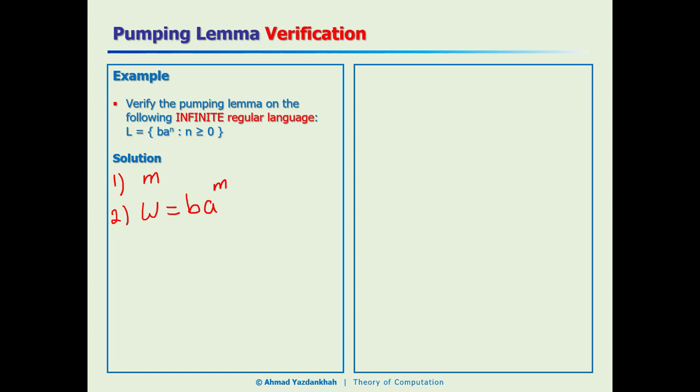So this is my W. Verifying that the size of the W, which is the size of the B, A to the M, again, it will be 1 plus M. It is greater than or equal to M. Yes. For splitting W into three parts.